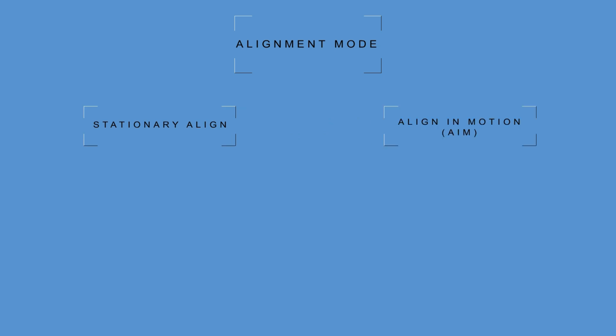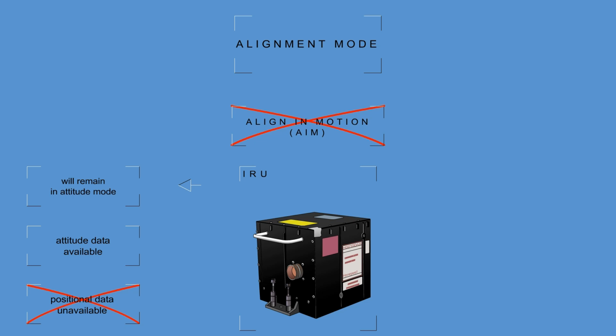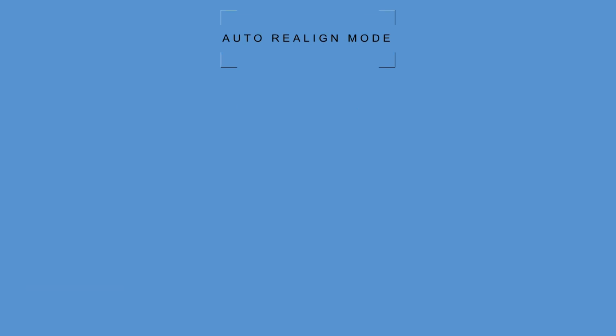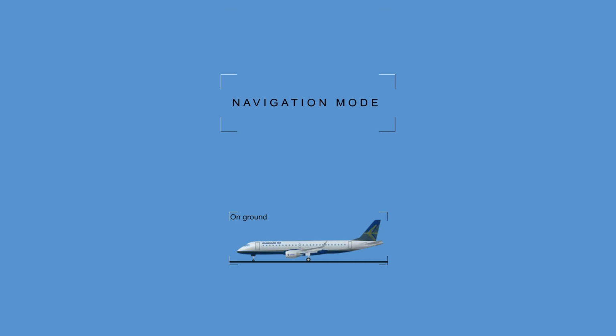Stationary alignment and AIM modes are performed in conjunction with the attitude mode prior to entry into the navigation mode. In order to perform an AIM, the IRU requires GPS valid data. Should the AIM fail, the micro IRU will remain in attitude mode, with attitude data available but with positional data unavailable. Auto realign mode. The auto realign mode is performed in conjunction with the navigation mode when the airplane is stationary to maintain optimal performance and automatically realigns the micro IRU between flights.